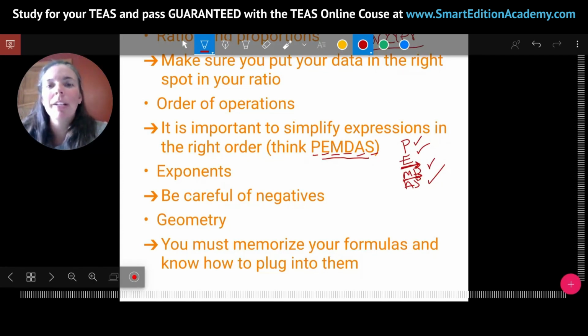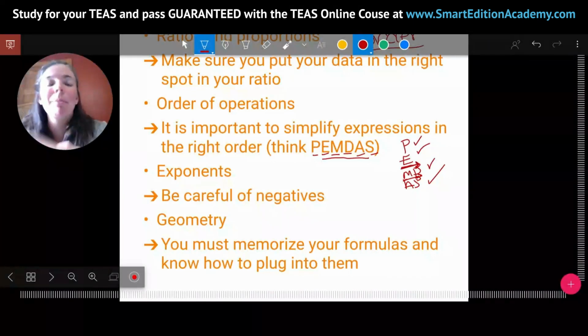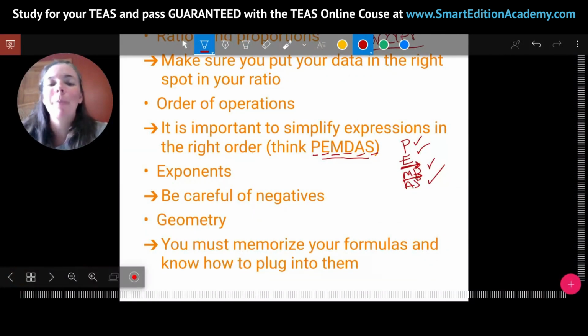Exponents, we're going to talk about how to simplify exponents and some exponent rules. And the main thing I want you to be careful of with exponents is negatives. Whether that's a negative in the exponent or a negative in the base, we have to be careful. I want to talk about some things to look out for with that.